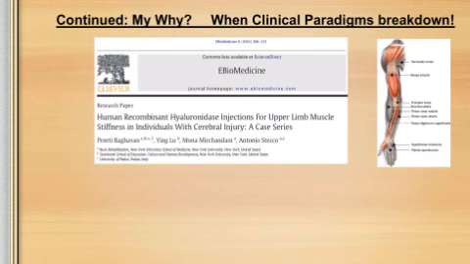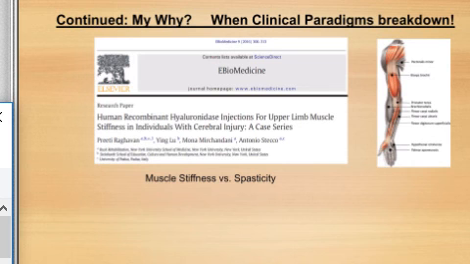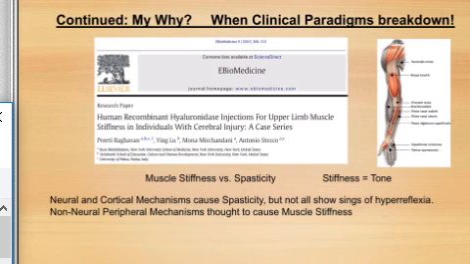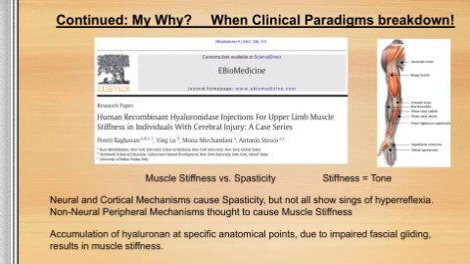And here's one that I thought was really interesting. It had to do with TBI and stroke patients. And they were looking at this idea of muscle stiffness versus spasticity, or this concept of tone coming back again. And what they were saying, and that the physicians had seen, was that there seemed to be neural and cortical mechanisms that seem to cause spasticity, but not all of those have signs of hyperexcitability. So there might be some peripheral or non-neural mechanisms thought to cause muscle stiffness. And through this theory or construct, maybe it's the hyaluron that builds up, becomes like glue at these certain points, and it doesn't allow the fascia to move. That results in the perception of stiffness.